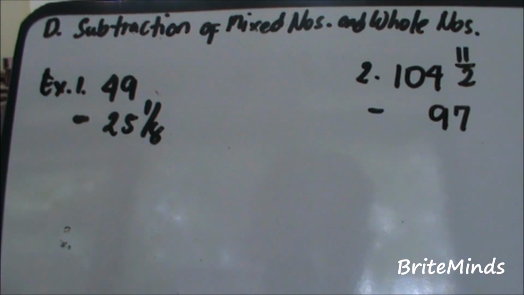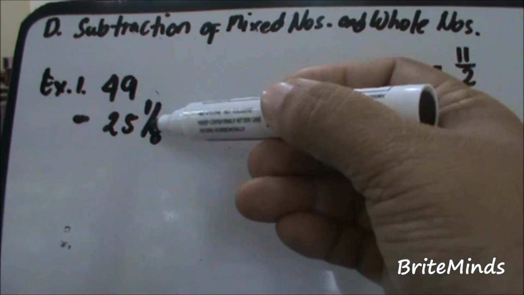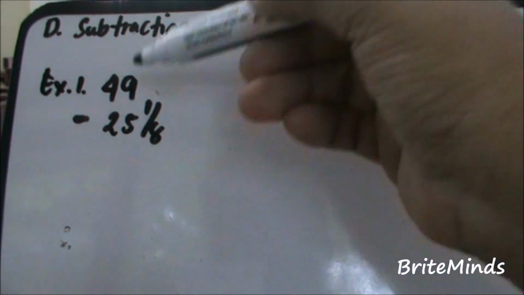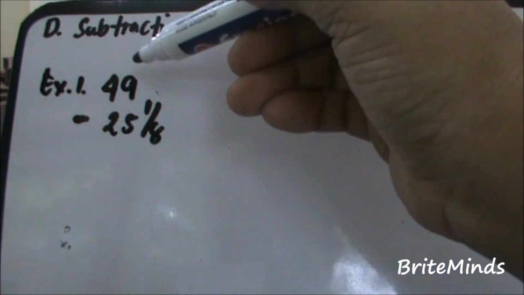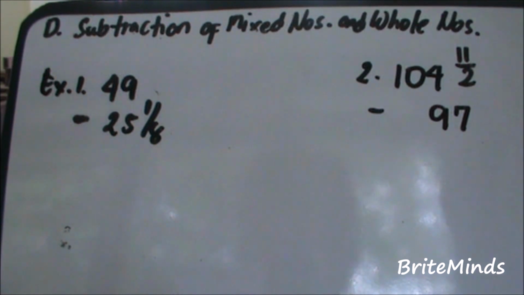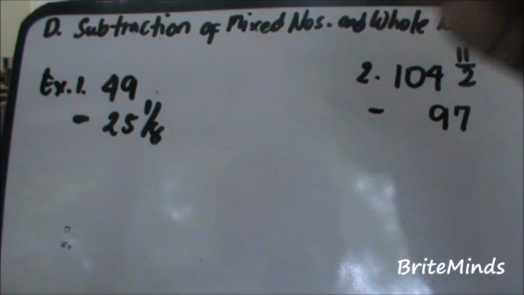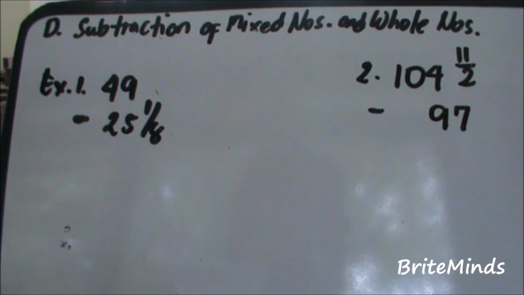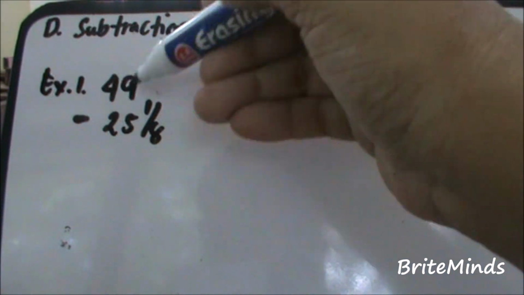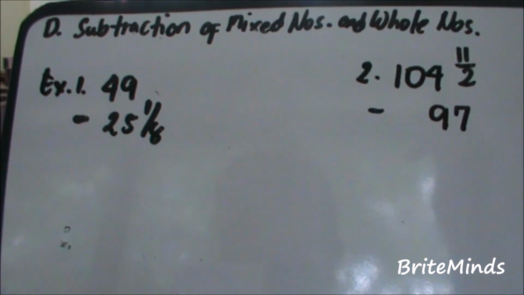Subtraction of mixed numbers and whole numbers. To subtract a mixed number from a whole number, convert 1 unit of the minuend into an improper fraction with the same denominator as the fraction in the subtrahend, reducing the whole number in the minuend by 1, and then proceed to subtraction.